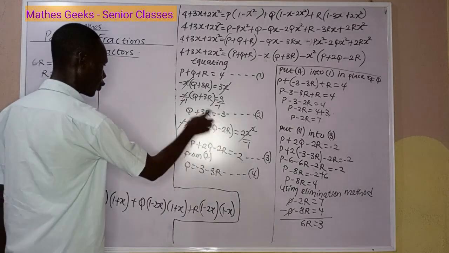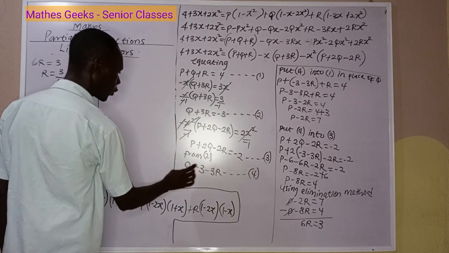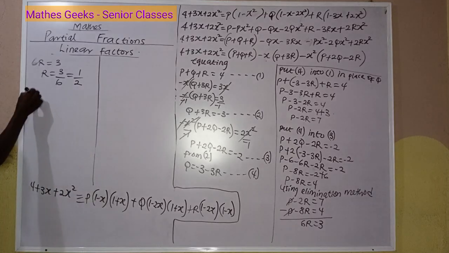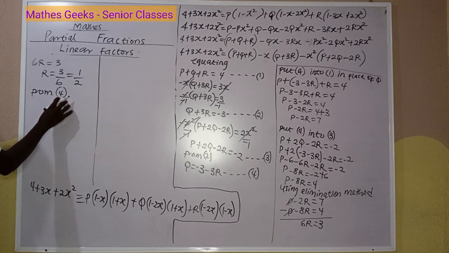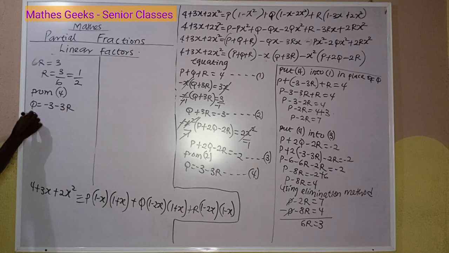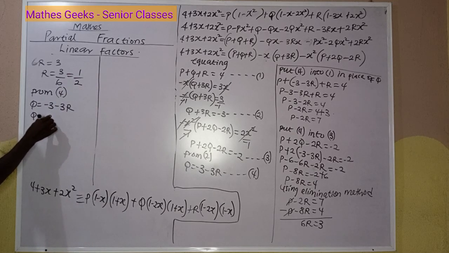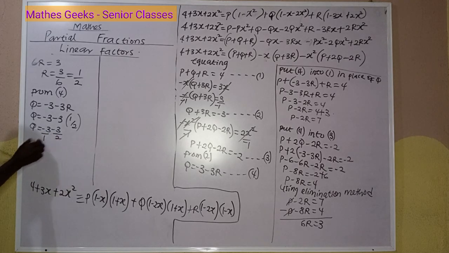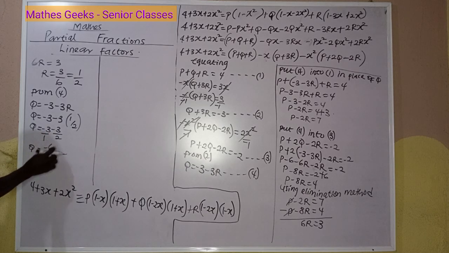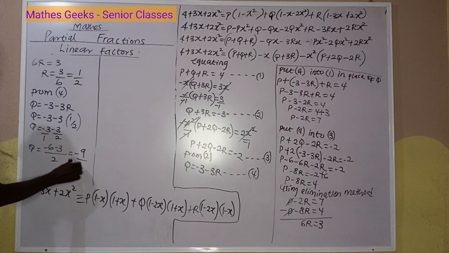Now what we do is look at equation 4. In equation 4, we're going to look for q. So from equation 4, q equals minus 3r. So q equals, in place of r, we put 1 over 2, so minus 3 times 1 over 2. So q equals minus 3 times 1, which gives us minus 3 over 2. Okay, so put your h over 1. So you look for LCM. Q equals, the LCM is 2. 2 into 1 is 2. 2 times minus 3 gives us minus 6. 2 into 2 is 1. This gives us minus 3. So q equals minus 9 over 2.